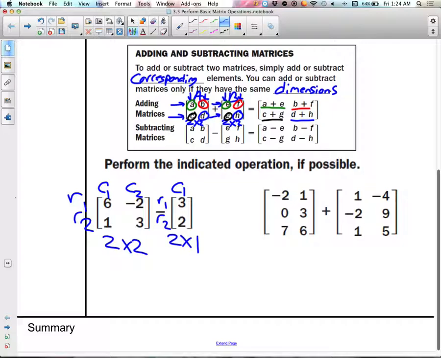So are the dimensions the same? No, they're not. So you cannot subtract this, so this would have no solution.